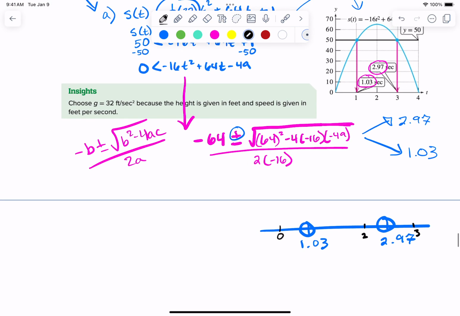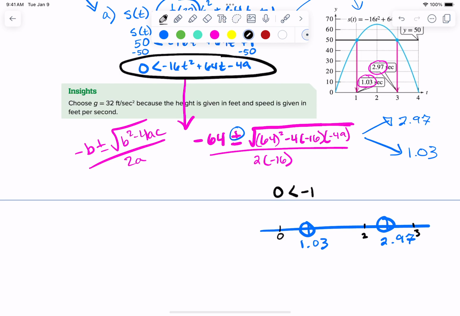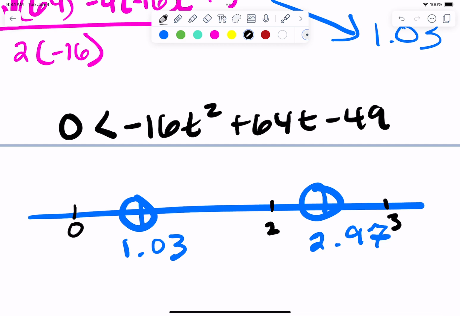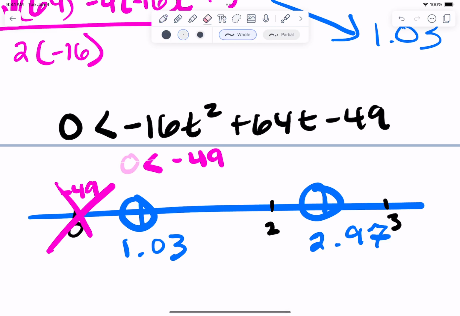What are we plugging into, by the way? We're plugging into this: 0 less than negative 16t squared plus 64t minus 49. We're plugging in 0 to begin with. If 0 goes here and 0 goes here, it knocks those two terms out, so I get negative 49. Is 0 less than negative 49? Nope.